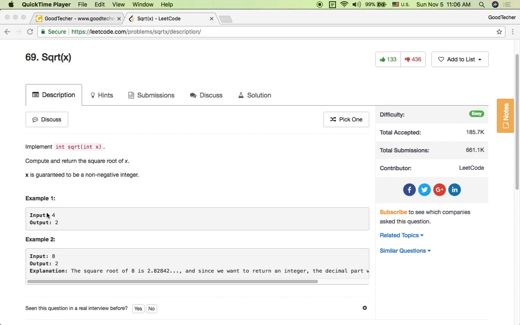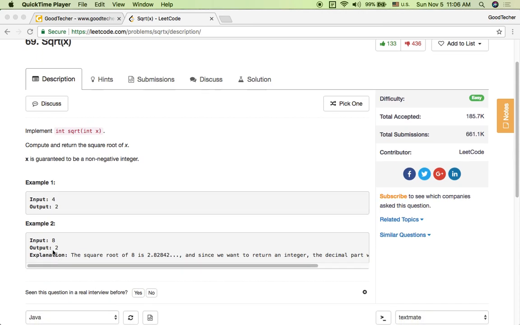Here are two examples. The input is 4, the output would be 2. This one is easy to understand. In the second example, the input is 8 and the output is 2. Here's the explanation: the square root of 8 is 2.82842, and since we want to return an integer, the decimal part will be truncated. That basically means that if the square root is not an integer and has some decimal places, we can just get rid of the decimal places and only keep the integer part.